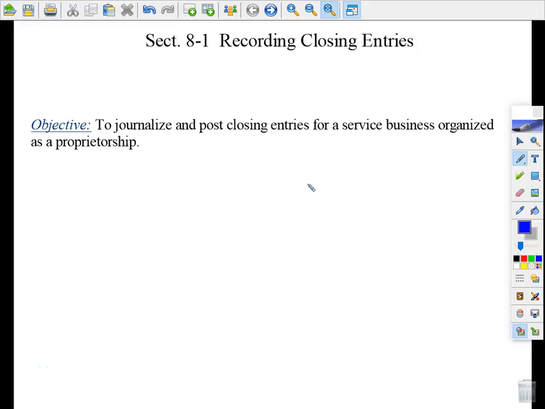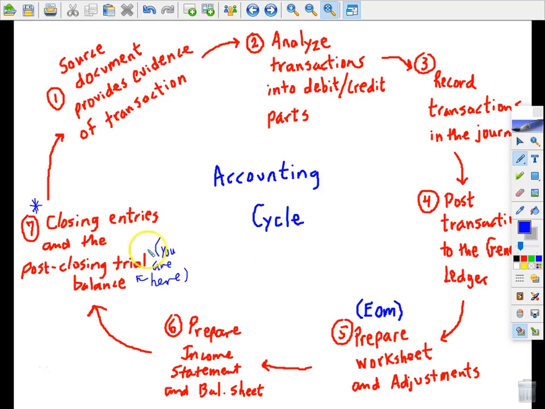Okay, as you can see today, we are starting chapter 8, and we are at the last part of what we're going to call the accounting cycle. So this is where we've been up to this point. Throughout the month, we record transactions after we have some sort of document evidence that the transaction actually took place. So really, parts 1, 2, and 3 of this cycle pretty much occur on a daily basis.